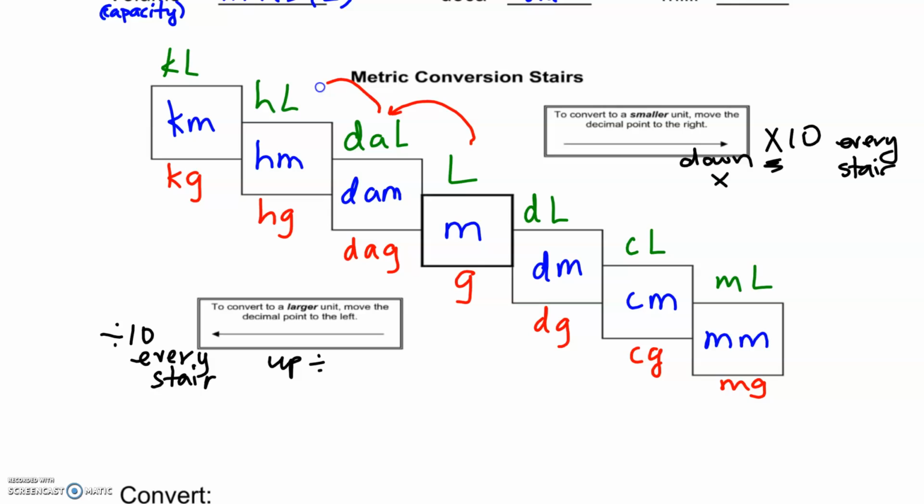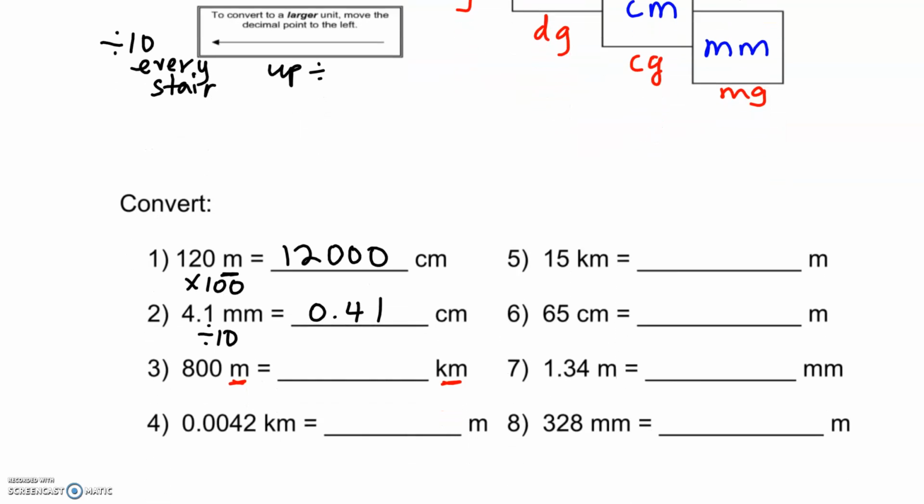So that's 1, 2, 3 stairs. I'm going up the staircase, so I know I'm dividing. And 3 stairs means 3 zeros. So I'm going to come back down to my question now. I'm going to put a divide by 1,000 underneath. And now I'll put that in my calculator. 800 divided by 1,000 is 0.8 kilometers.